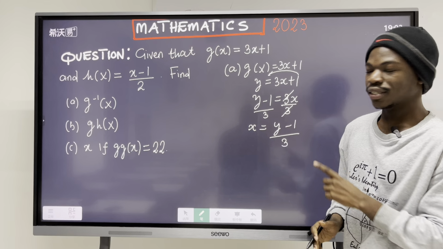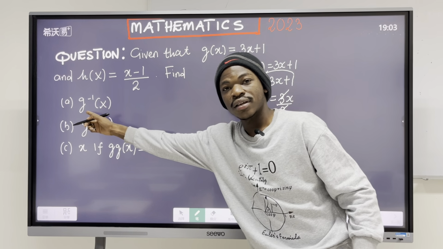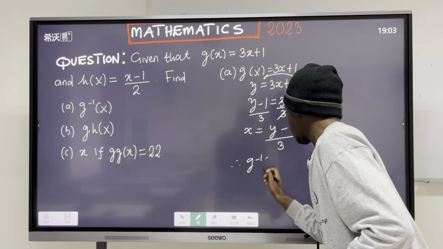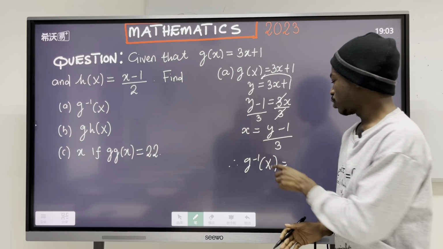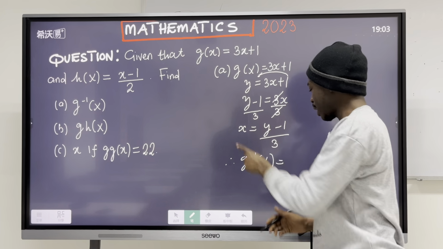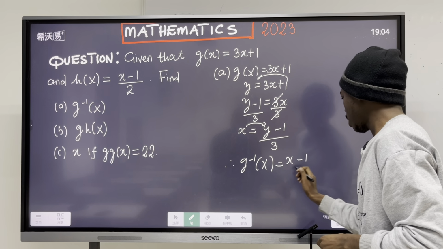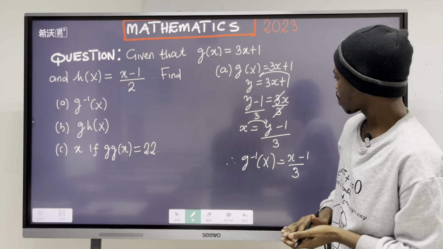Remember, what do we do at this stage? Where there's x, we'll now say g inverse of x is found. So therefore, g inverse of x equals, where there's y, please remember to replace y now by x. So where there's y, this one goes there now. So it becomes x minus 1 over 3. That's how you find the inverse of this function.